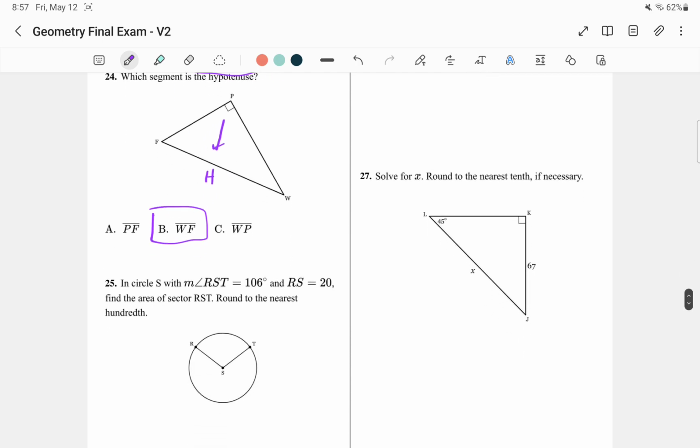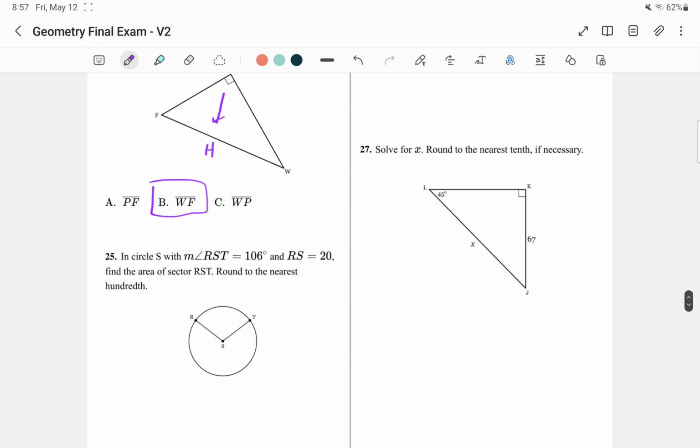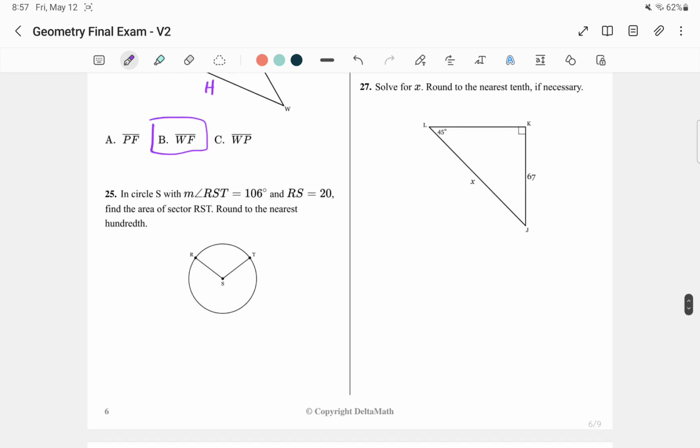All right, so number 25, in circle S with the measure of angle RST being 106 degrees and RS, the radius, being 20, find the area of sector RST. So our area of a sector is going to be our angle over 360 times our formula for area, which is pi r squared. So our angle is 106. It's going to be over 360 times pi. The radius is 20, so 20 squared. 20 squared is 400, or we could just type in 20 times 20.